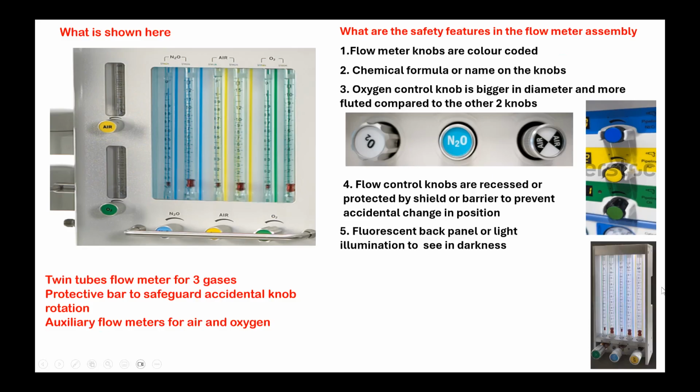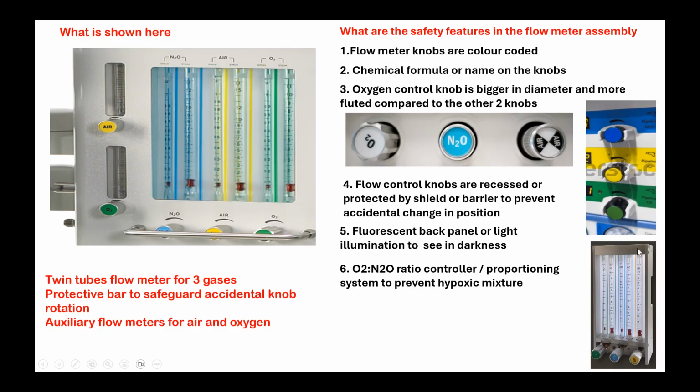This back panel sheet behind the flow meter tube may have a fluorescent panel to give illumination in the night. In case of dark, some surgeries in the ophthalmology department, retinal surgeries, are done in full darkness. So in such situations, or some arthroscopies also, the surgeons want the theater to be less illuminated. In such situations, you have to be able to see the flow meter.